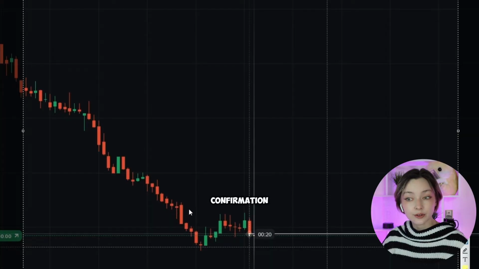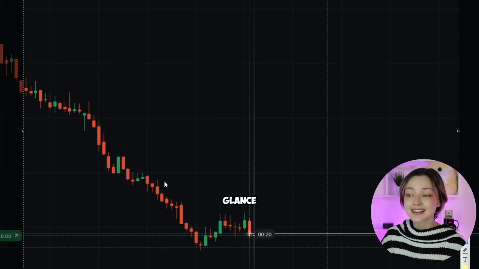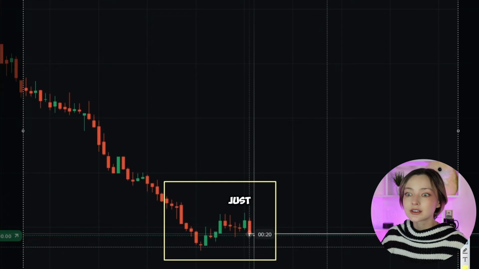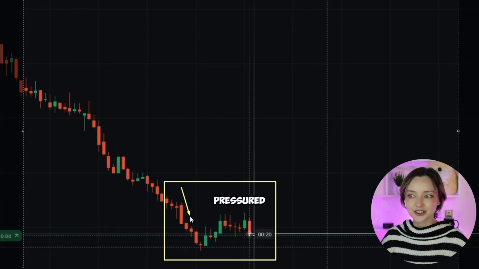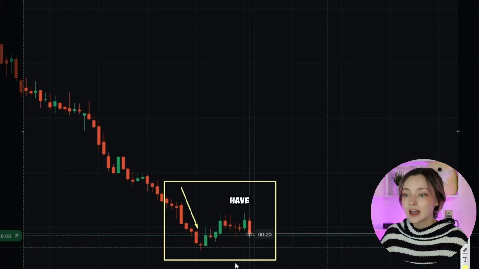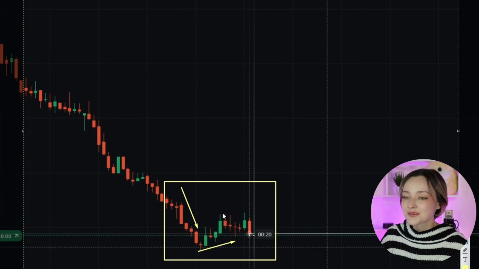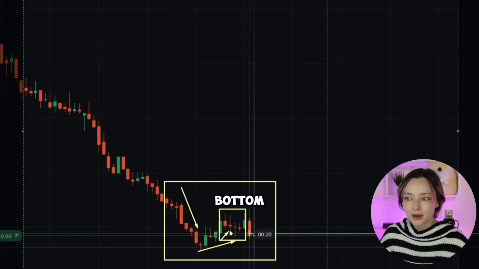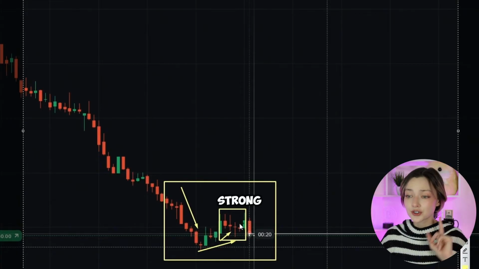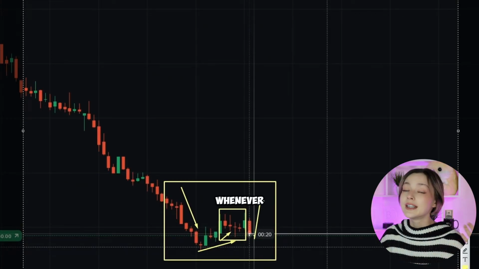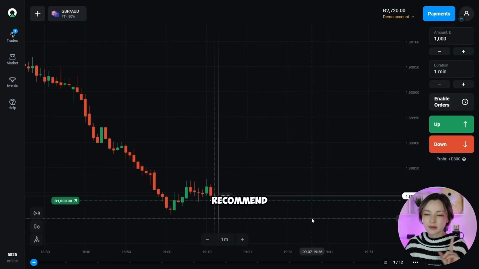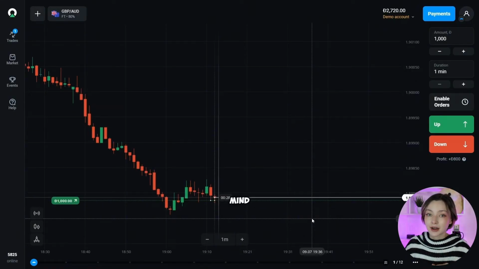As a further confirmation of our entry point, let's take a glance at this chart piece. Just look how much the sellers have pressured the buyers and how much the buyers have pressured these sellers. Let's take a look at the candles. What can we see here? Look at how big the shadows are at the bottom of the candles. This indicates a strong buyer presence on the market. Whenever you're about to place a trade, I recommend you to consider all the secondary factors that could affect your trade convergence. So that's very important, guys. Keep that in mind.